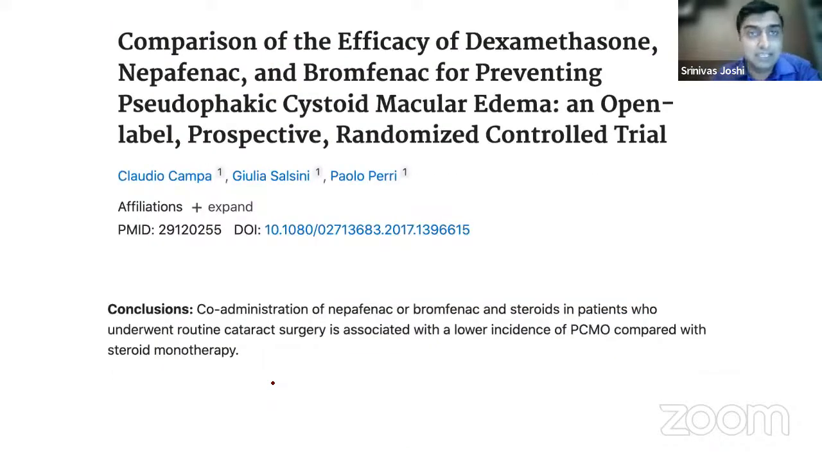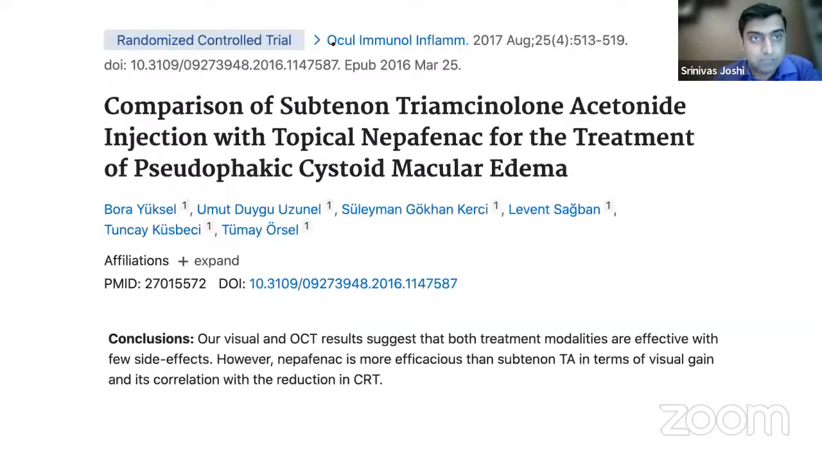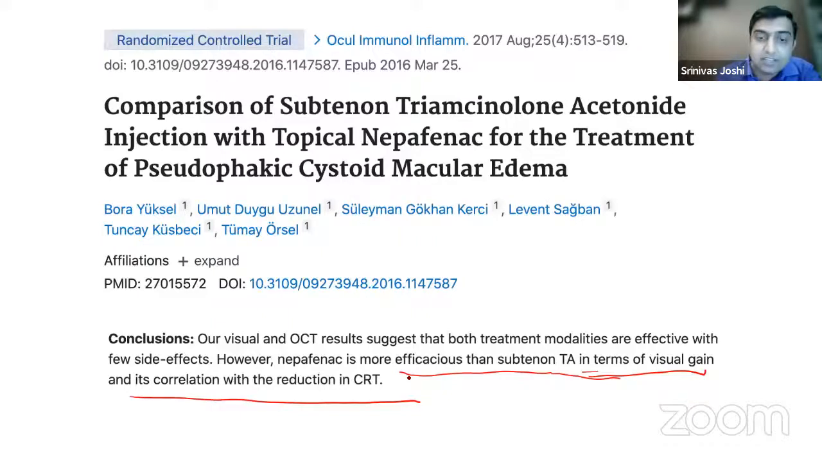This is another study, a comparison of the efficacy of Dex, Nepafenac, and Bromfenac, and it has shown that not one drug alone, but a combination of steroid with either Nepafenac or Bromfenac has shown favorable outcomes. This is another study, a comparison of subtenon triamcinolone acetonide, which is my favorite, with topical Nepafenac for the treatment. However, this study has shown that topical Nepafenac is more efficacious than subtenon in terms of visual gain and its correlation with reduction in central retinal thickness.